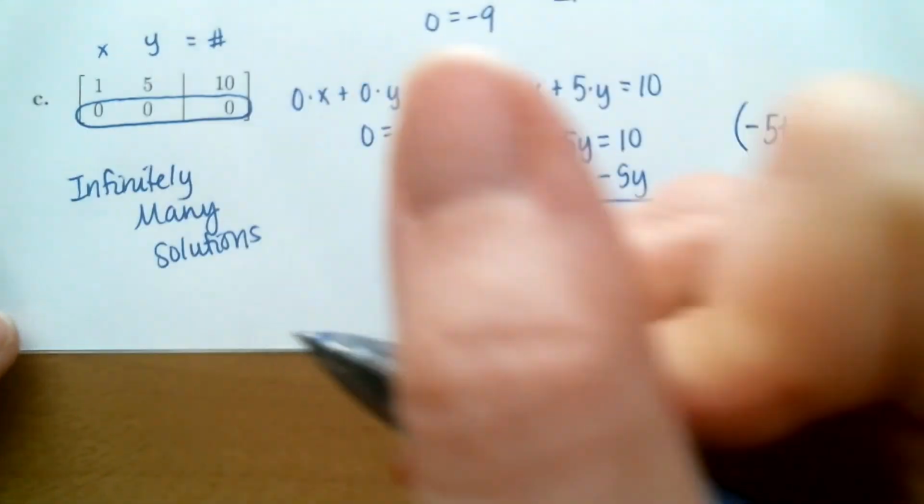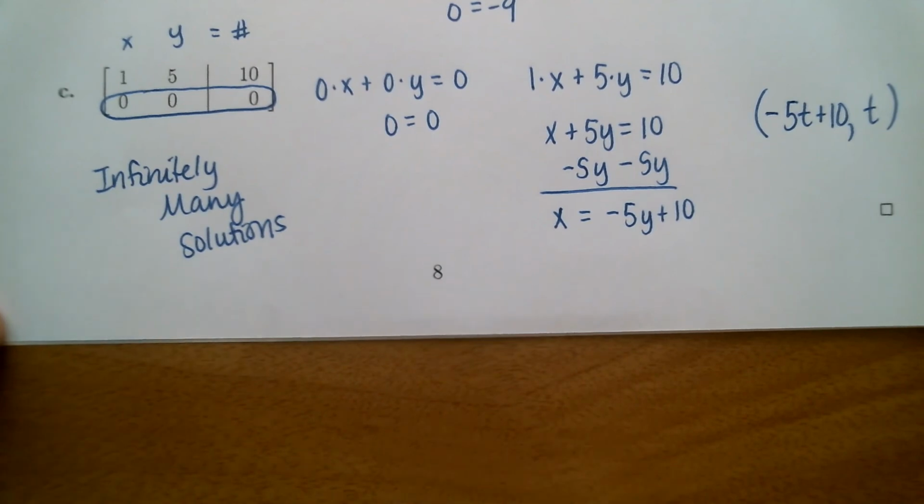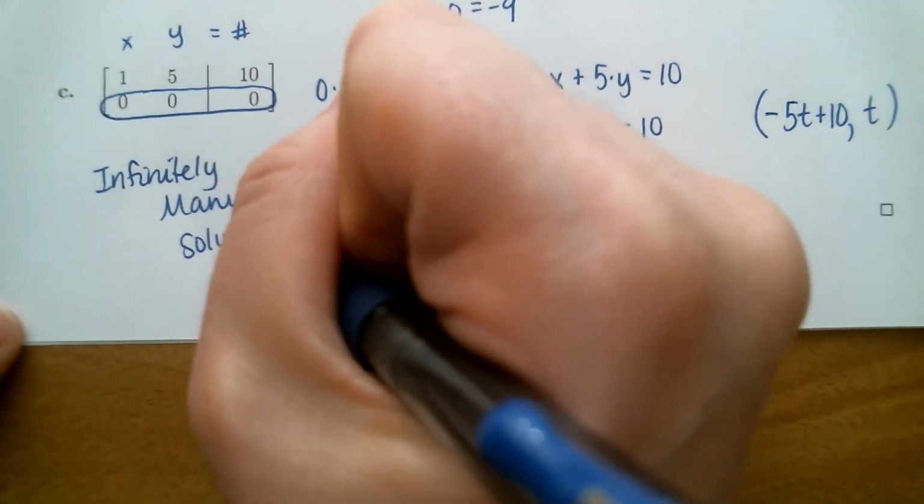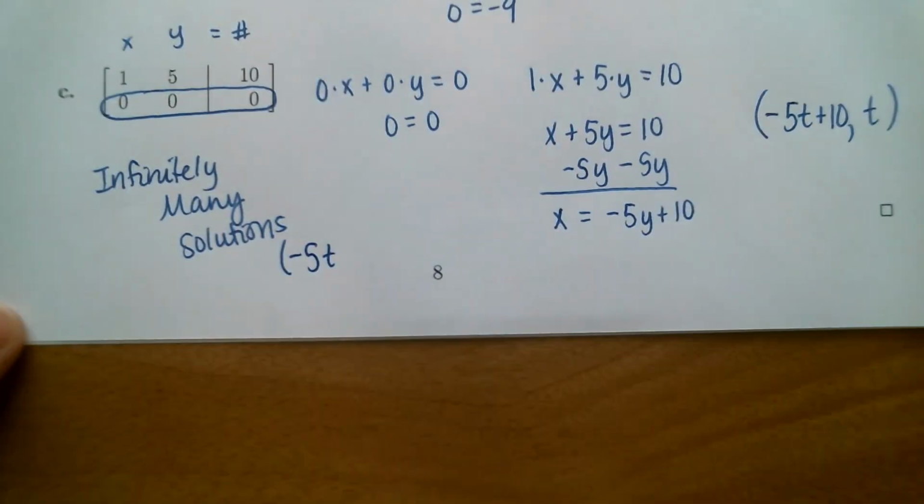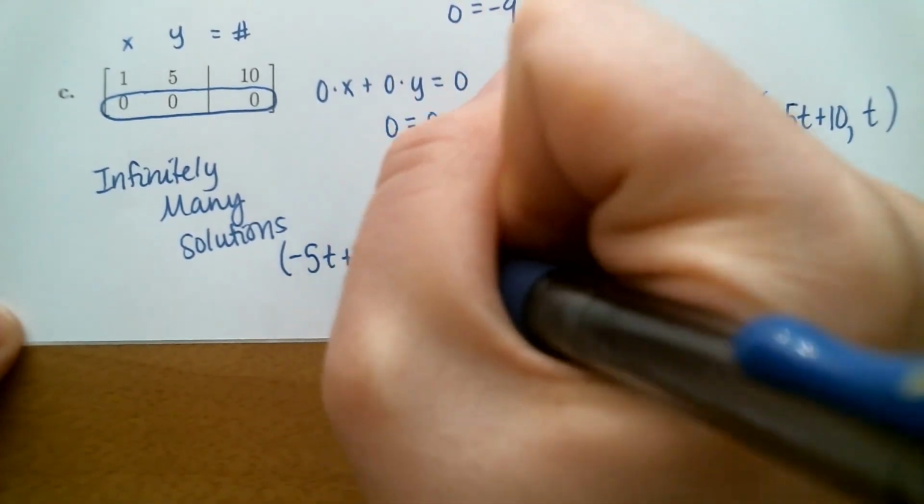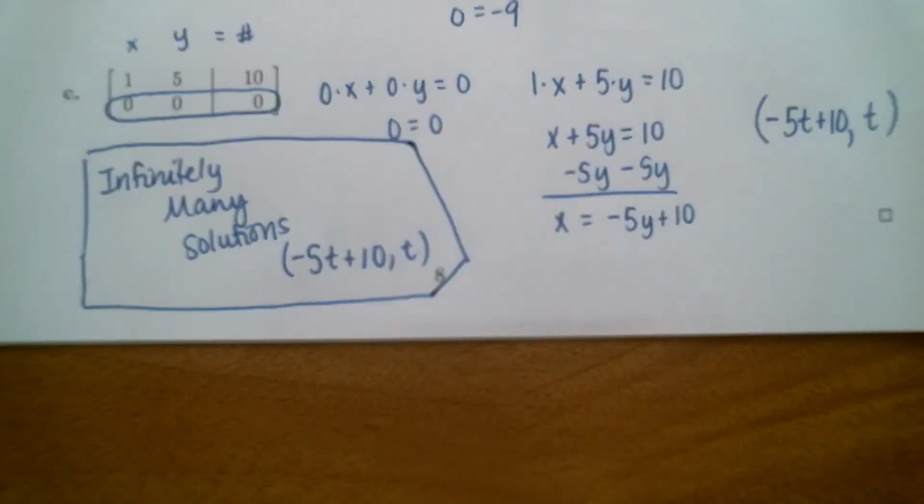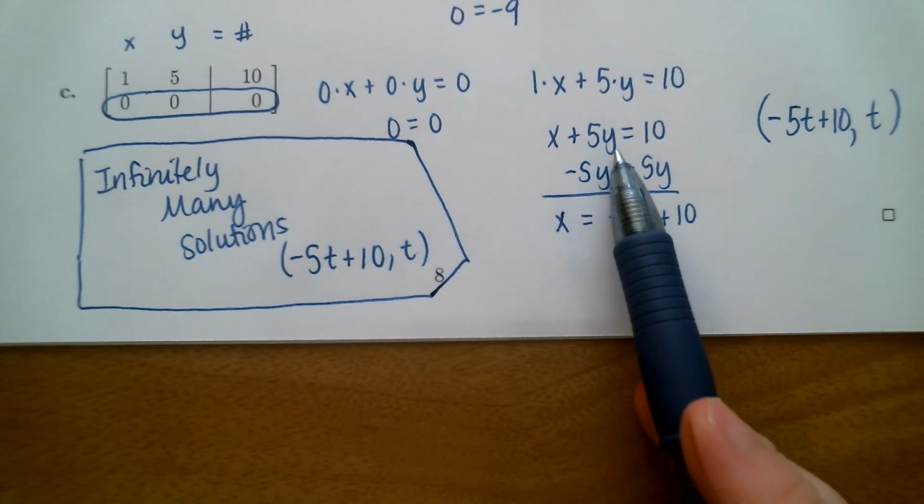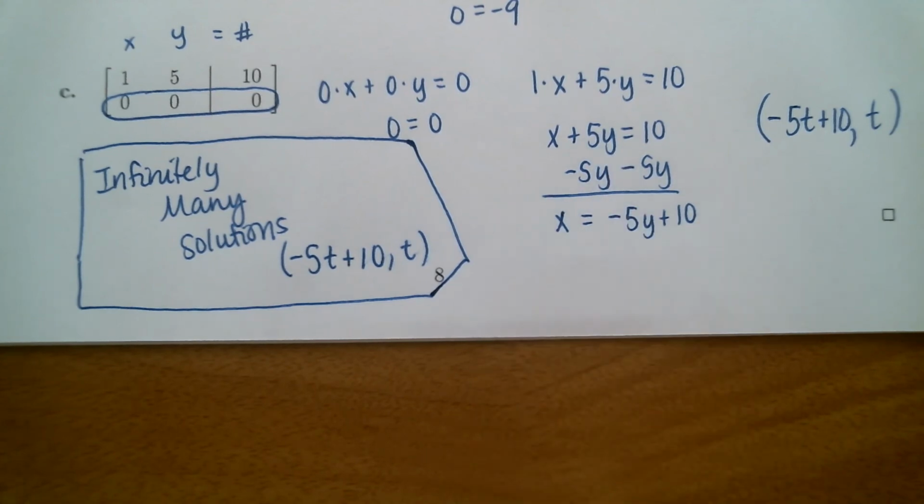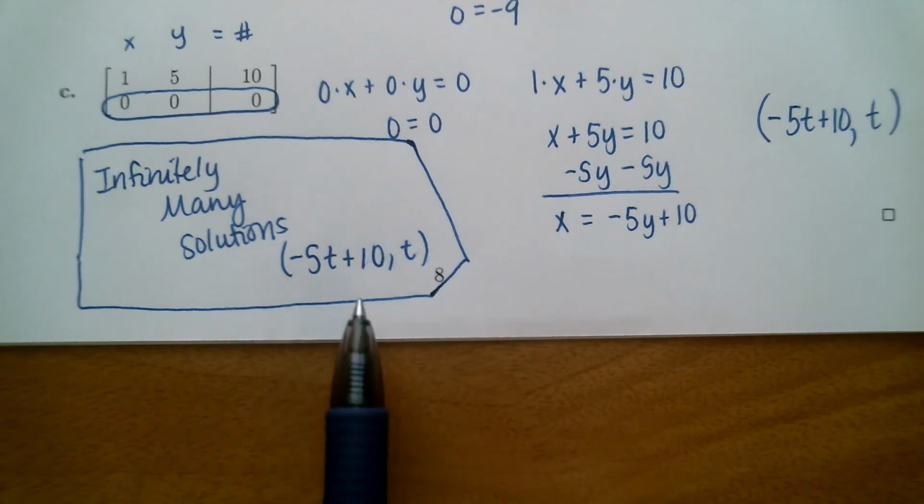So you need two things for part C. You need to tell me that there are infinitely many solutions and that the parameterization is x equals negative 5t plus 10, y equals t. So there you go. Here's the answer for this one. Again, if you had gotten to this point and decided to solve for y instead, you can do that. Your parameterization is going to look different. It's probably even going to have a fraction in it, but it's still correct. So don't be concerned about that.